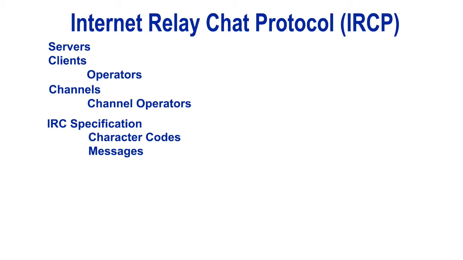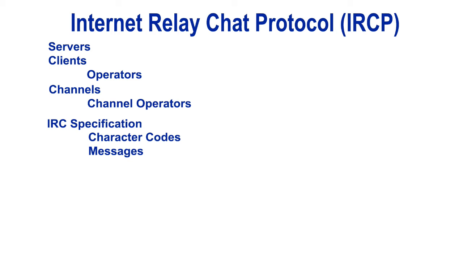Each IRC message may consist of up to three main parts. They are the prefix, which is optional, the command, and the command parameters, of which there may be up to 15. The prefix, command, and all parameters are separated by one or more ASCII space characters.